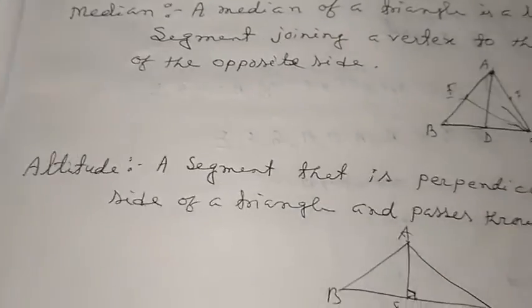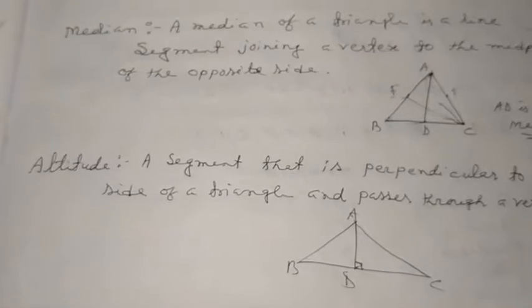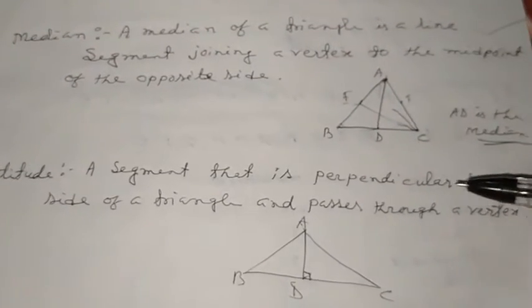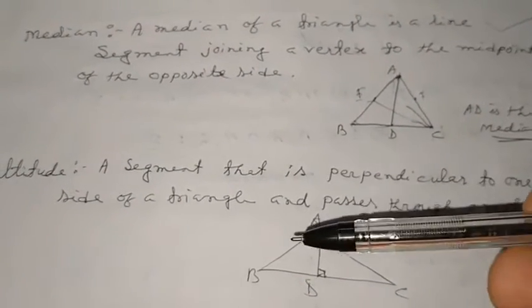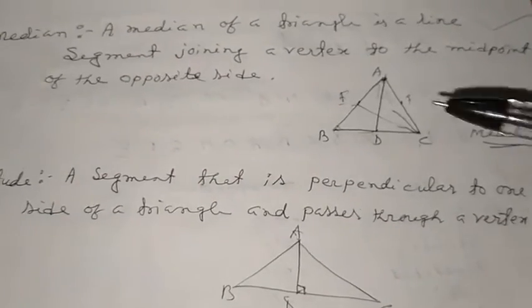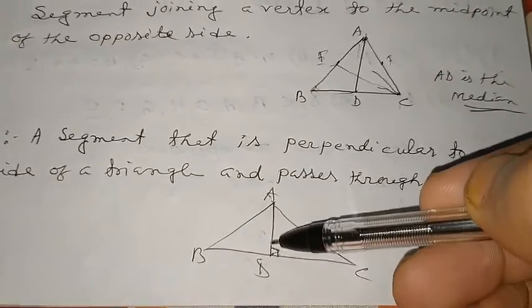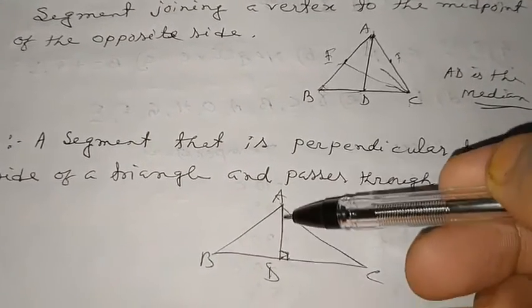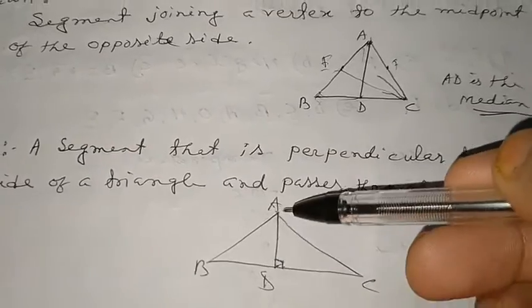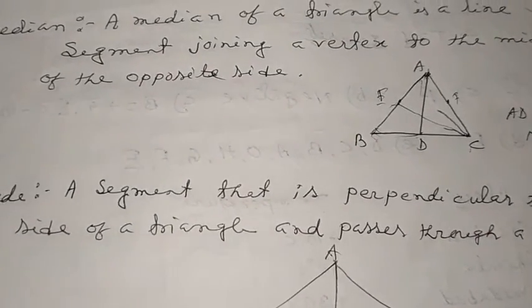And then we have to know what is the altitude of a triangle. The altitude of a triangle is a line segment that is perpendicular to one side of the triangle and passes through the vertex. From the vertex, if you draw a perpendicular line, perpendicular means 90 degrees, then AD will be the altitude of triangle ABC. Okay, now let us start the actual problems.